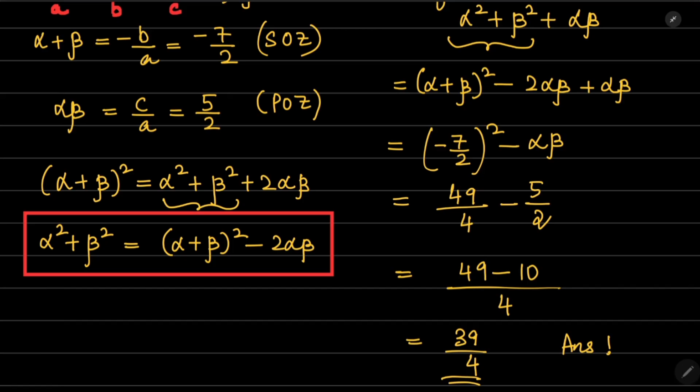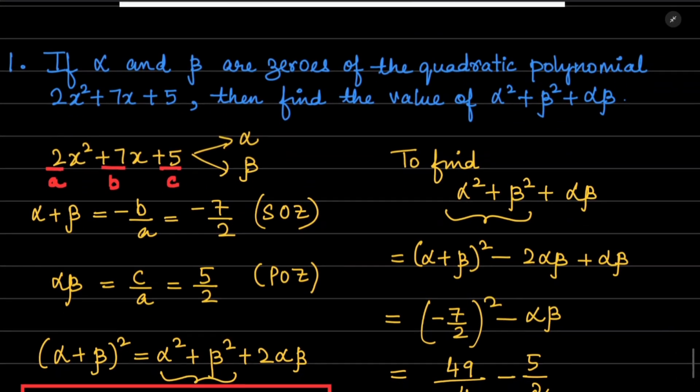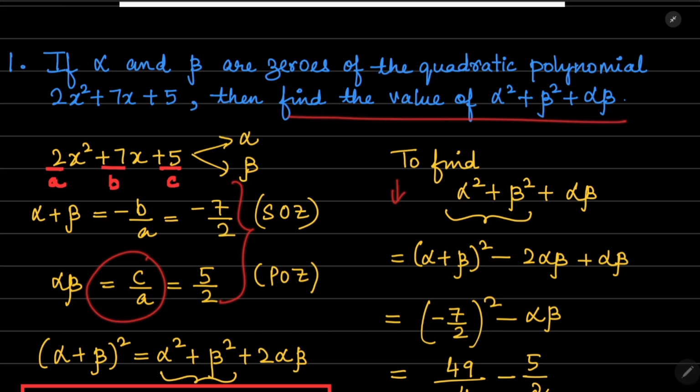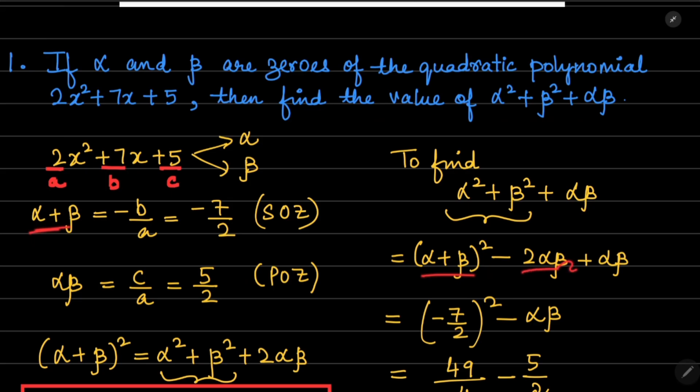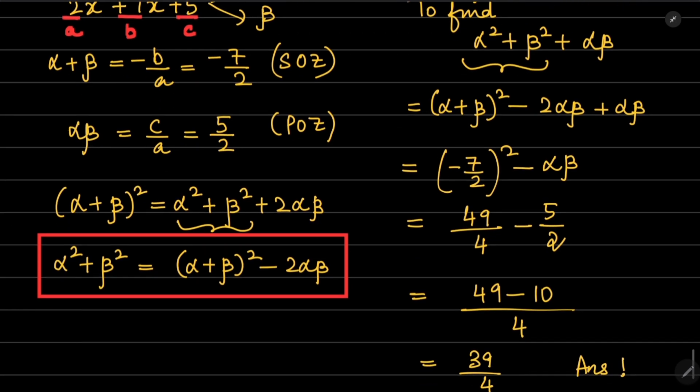This is the value. Okay, so the minute you get your quadratic polynomial, whenever you are told alpha and beta are the zeros, immediately find out the sum and the product of the zeros. So sum of the zeros using the formula minus b by a, product of the zeros using c by a, keep it aside. Then start solving whatever you have to find. Change every term into the form of either alpha plus beta, sum of the zeros, or product of the zeros everywhere, so that you can replace these values. Okay, so this is how you have to do it.